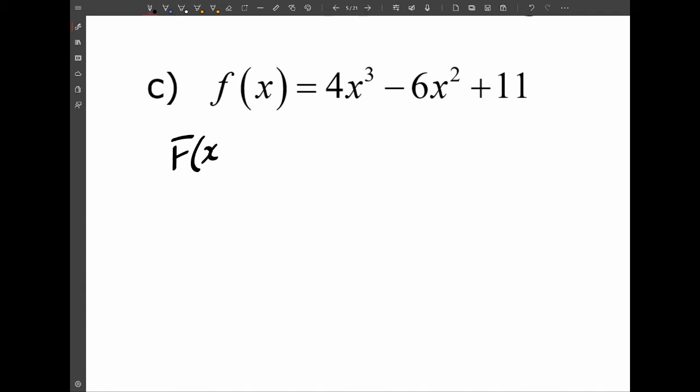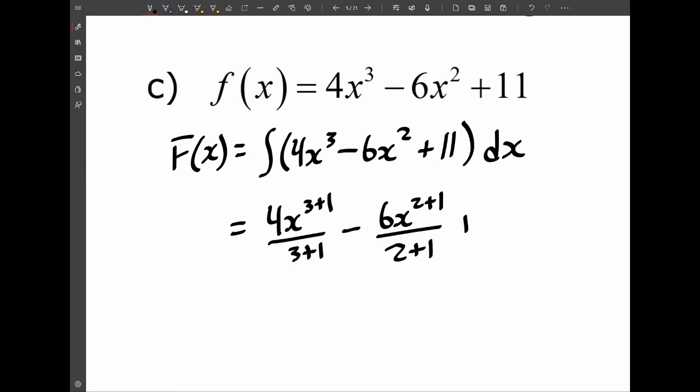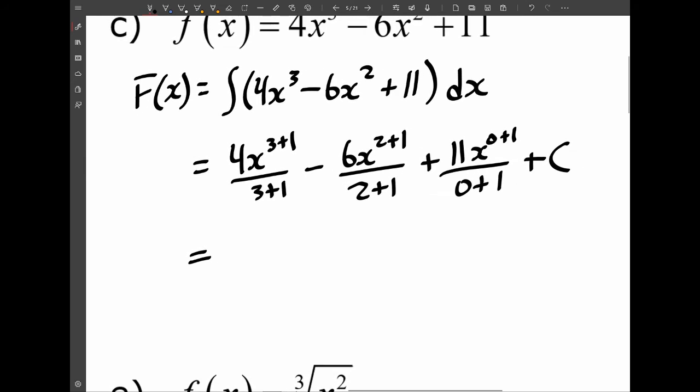All right, so here, our big F of x is going to be equal to the integral of 4x cubed minus 6x squared plus 11 dx. So our antiderivative, or indefinite integral, will be 4x to the 3 plus 1 all over 3 plus 1, minus 6x to the 2 plus 1 all over 2 plus 1, plus 11x to the 0 plus 1 all over 0 plus 1, plus c. Again, you'll get really, really used to doing this in your head as we move forward, and you probably will be able to skip a lot of these steps in the future. But for now, I will include them.